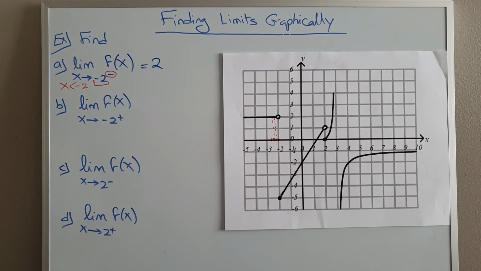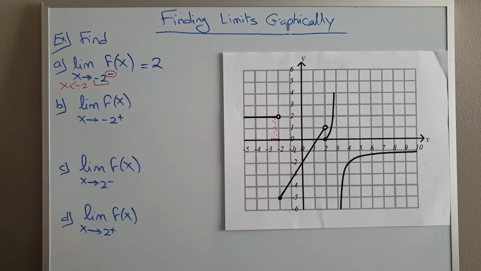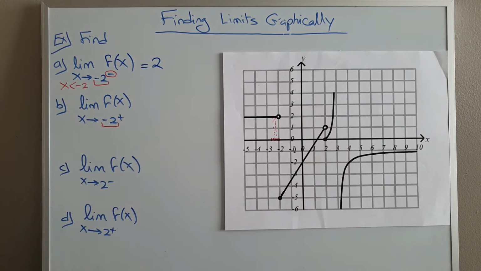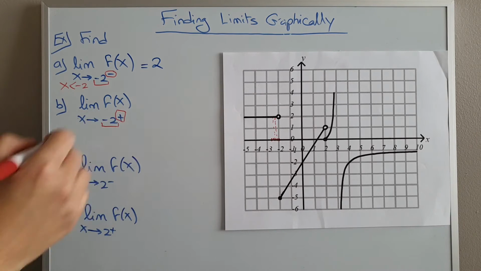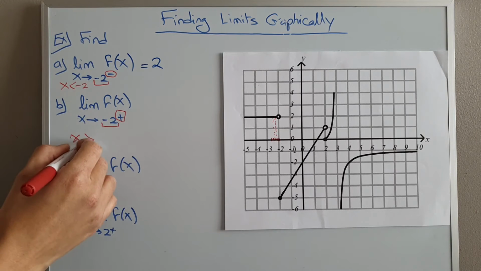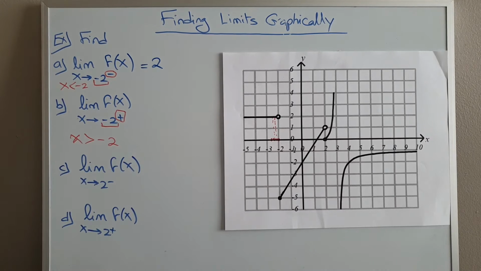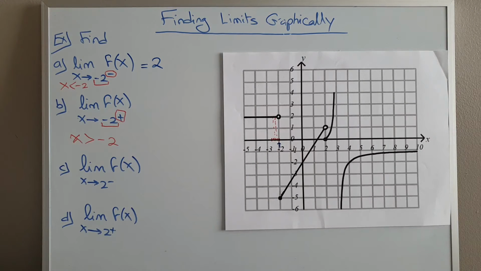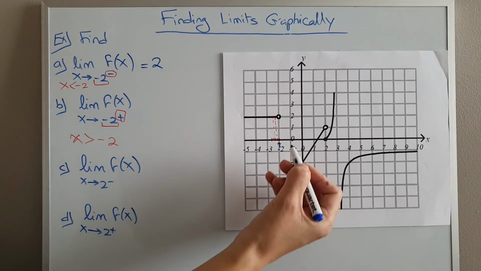Let's work on finding the limit as x tends to minus 2 plus. So again, I'm working with negative 2. So I should be looking at the value x equals negative 2, but I'm approaching it from the right side. So x should be greater than negative 2. So again, this is my negative 2 here. I should choose values bigger than negative 2.